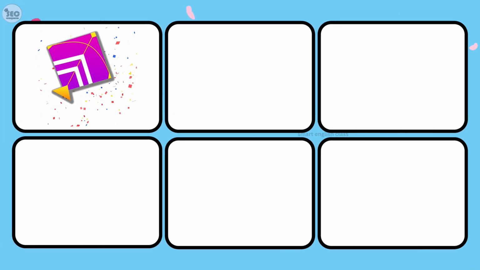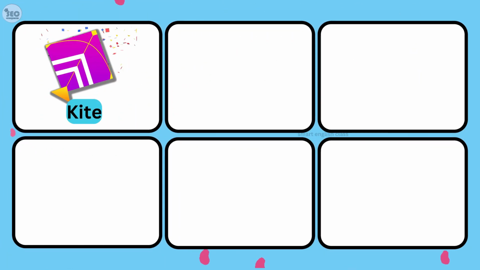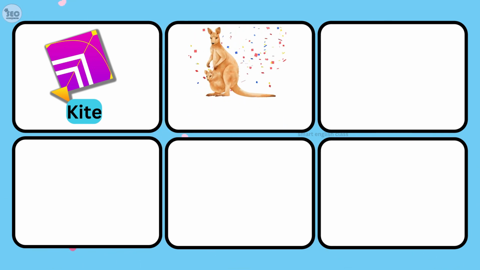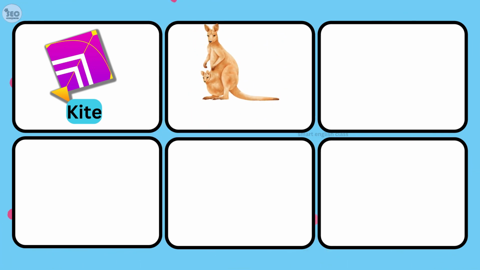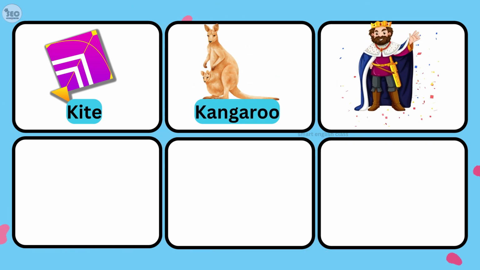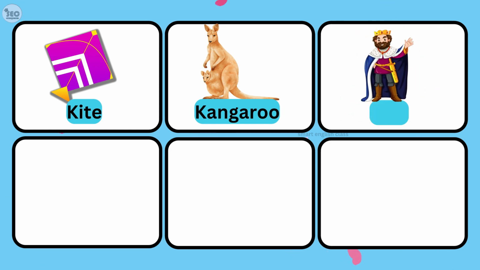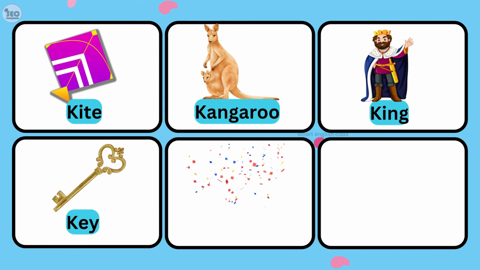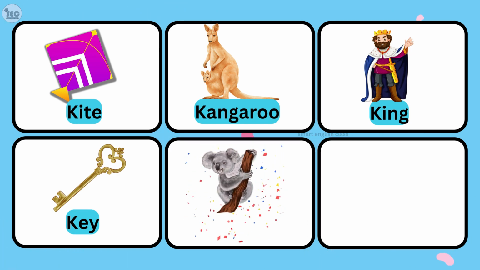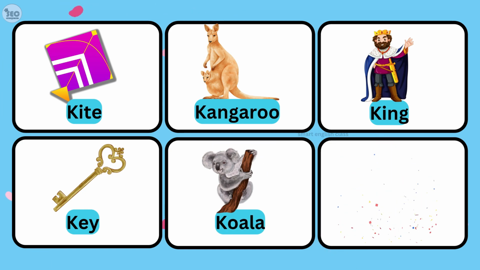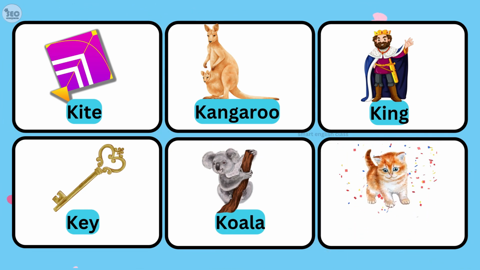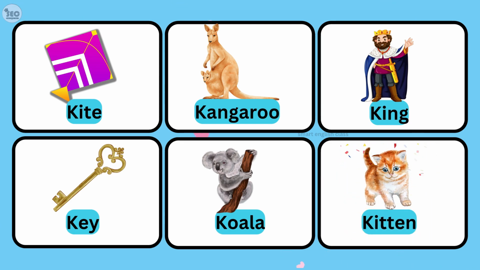K for kite. Kite. K for kangaroo. Kangaroo. K for king. King. K for key. Key. K for koala. Koala. K for kitten. Kitten.